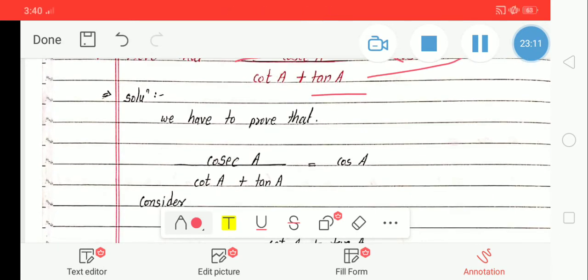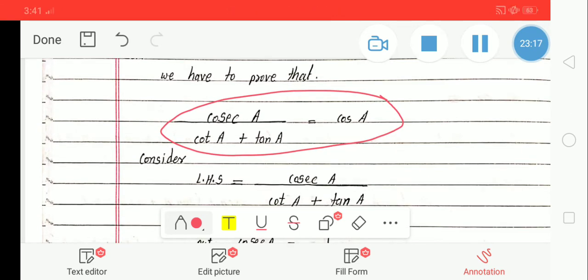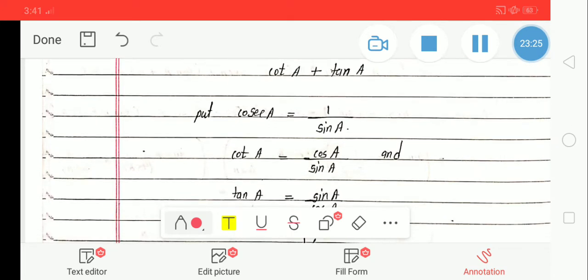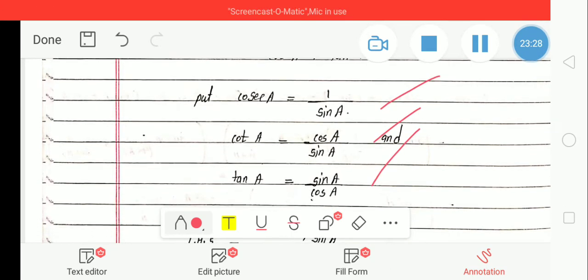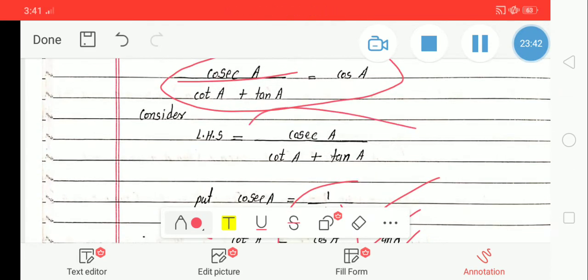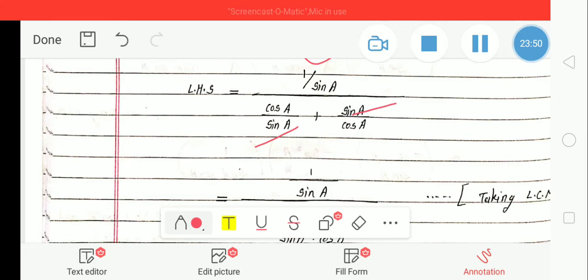Now prove that this is equal to this. Take LHS, cosec A divided by cot A plus tan A. Put cosec A is equal to 1 upon sin A. These are the three formulas. Cosec A is equal to 1 upon sin A. Cot A is equal to cos A divided by sin A. Tan A is equal to sin A divided by cos A. Now put these three values in this equation to get LHS equal to 1 upon sin A divided by cos A divided by sin A plus sin A divided by cos A.